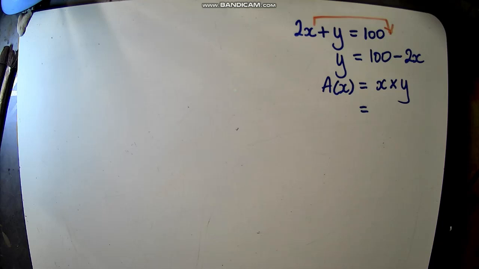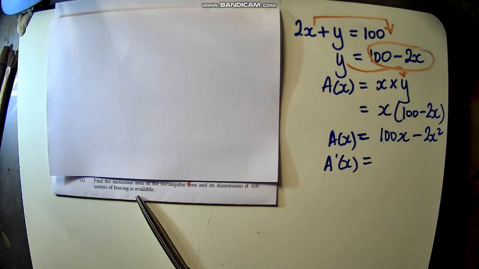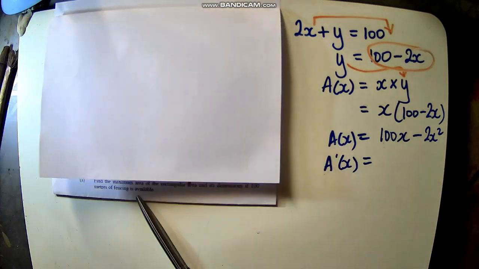Area is equal to x times y. So let's substitute the y where y is. y is 100 minus 2x. Using the distributive property, x times 100 will give us 100x. The sign will remain the same. x times 2x will give us 2x squared. Do note that the question said for maximum area. So for maximums, like explained before, all we do is let that equal to 0.